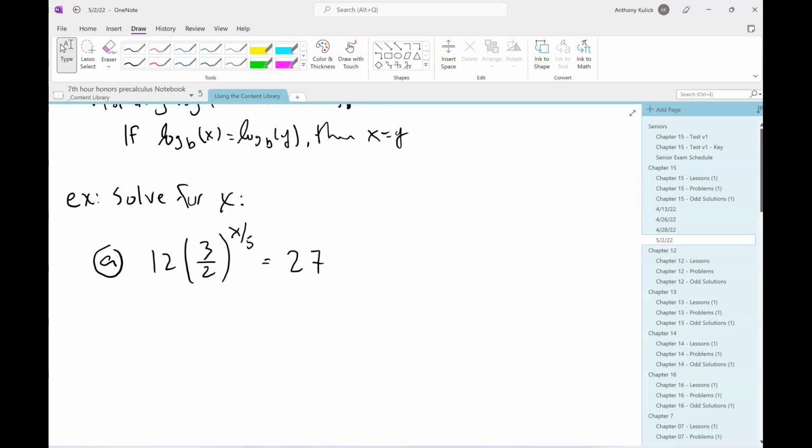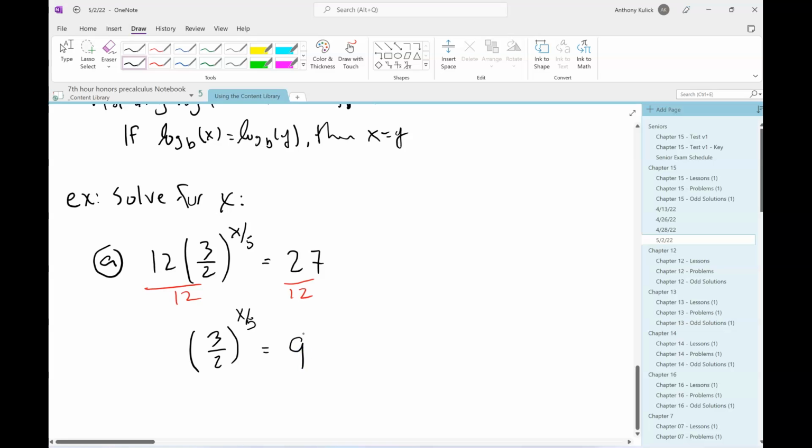Let's divide both sides by 12. All right? Wait, could you use the quotient property? Quotient property works for logs. Logs. Okay. Do the log of both sides. You would not want to do the log of both sides yet, because you don't have the exponential isolated. How can I use the quotient property? You cannot. Well, I guess you could, but why?